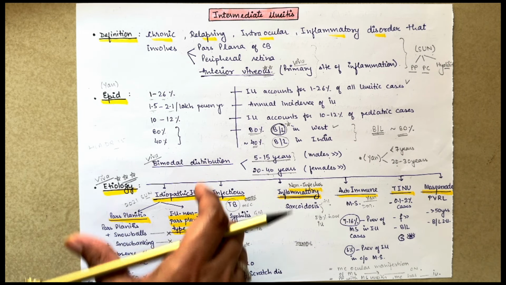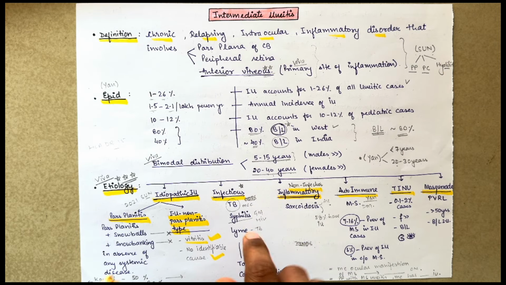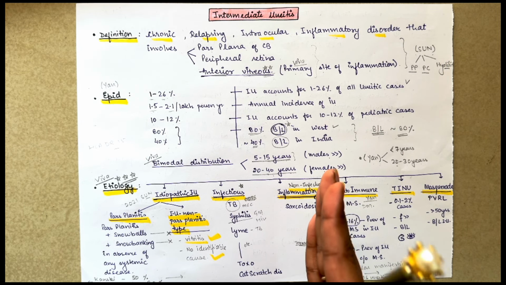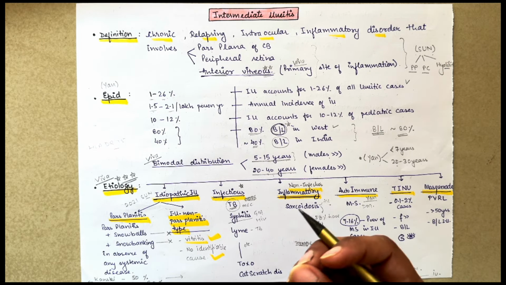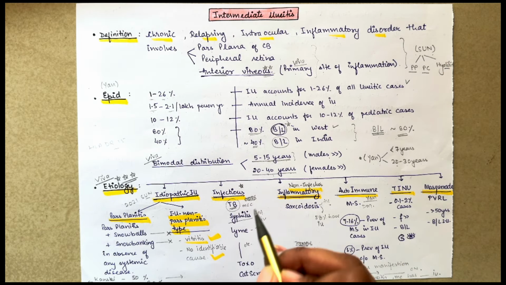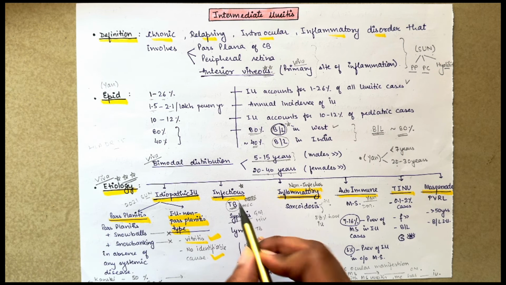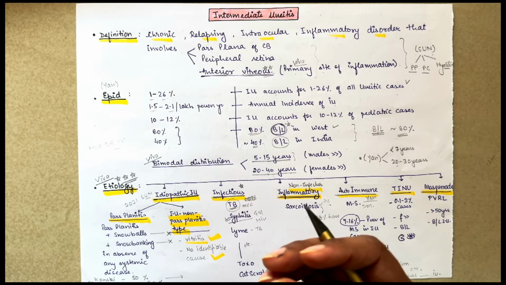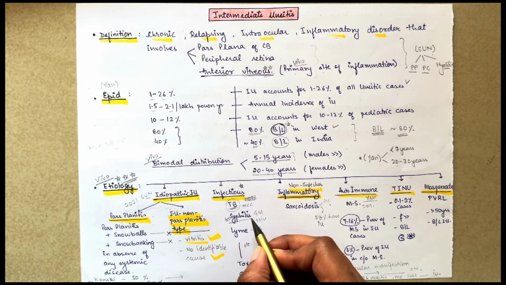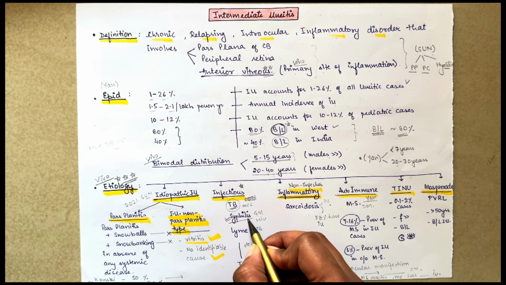Now, next important cause is infectious cause. In infectious cause, three most important diagnoses you have to remember. TB, because India being the most epidemic for tuberculosis, TB is one of the first diagnoses which has to be ruled out. So tuberculosis, then syphilis. Syphilis is known as the great masquerader. So it is very important that you rule out syphilis in all the cases of intermediate uveitis. Another is Lyme. It's a tick-borne disease and it should be ruled out. So you remember in infectious causes, TB, syphilis and Lyme.